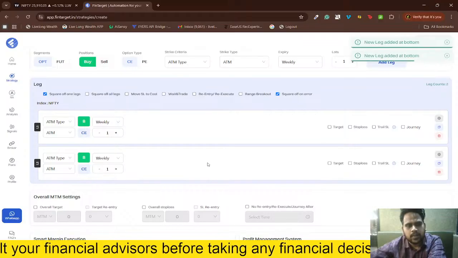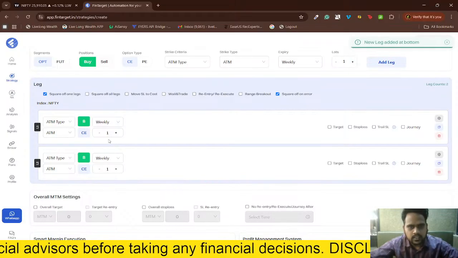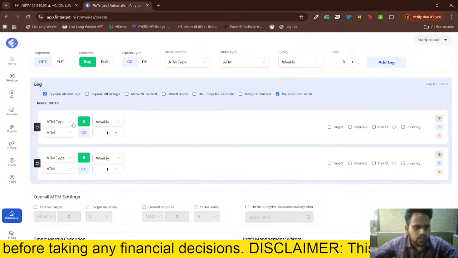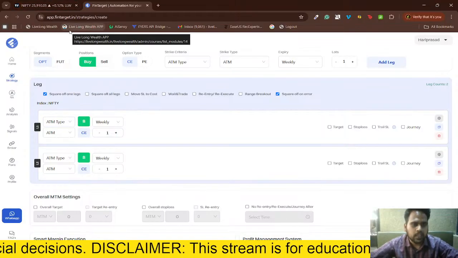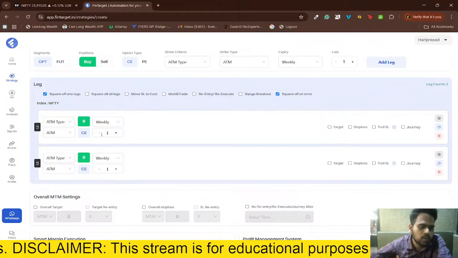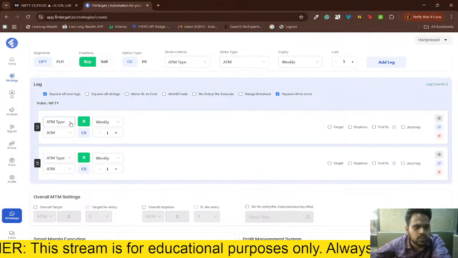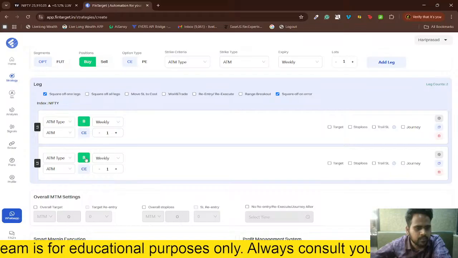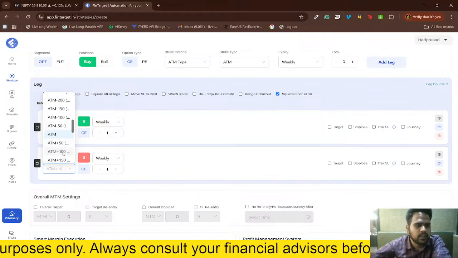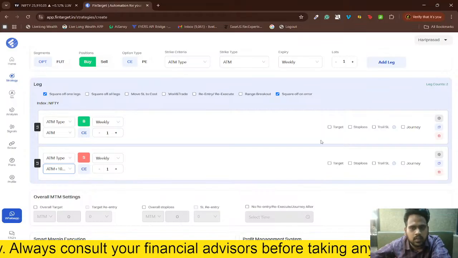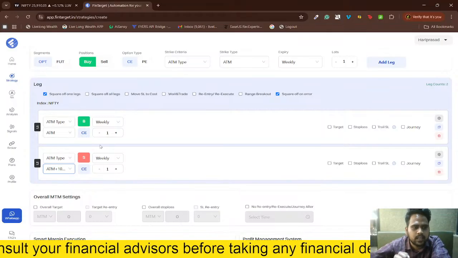Now I will create a strategy that is a bull call spread. Whenever I'm getting a golden crossover in the Nifty perspective, I want to do a bull call spread. So what is that? At the money I will buy and I will sell out of the money, that is like 100 points. So this becomes a spread that will be hedged.